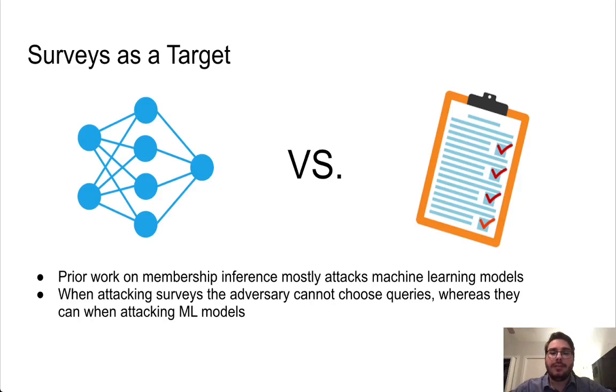Membership inference has been studied before, but mainly within the realm of machine learning. Namely, the adversary wants to determine if a specific target was used to train a machine learning model. This varies from our situation where we're attacking a survey in a number of ways, but most prominently is the fact that we cannot choose queries. We can only use queries that are actually in the target survey itself.